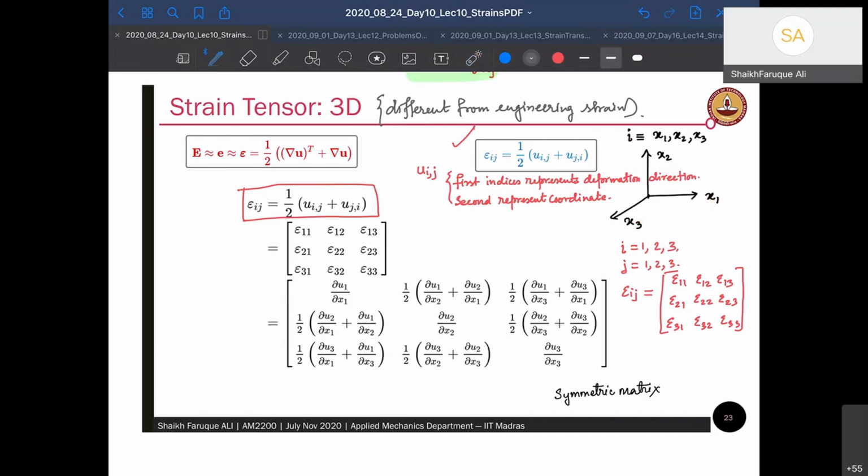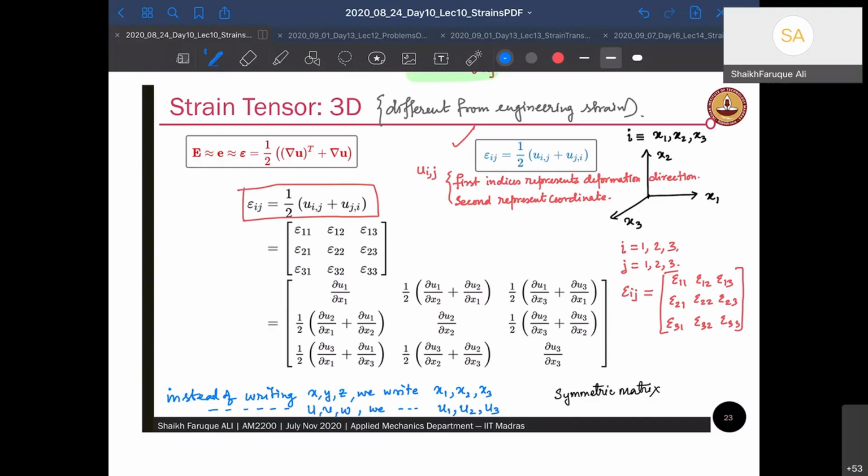So instead of writing x, y, and z, we write x1, x2, x3, and instead of writing u, v, and w, we write u1, u2, u3. So same thing, but the variable naming has changed because now we are getting into tensorial matters, right?